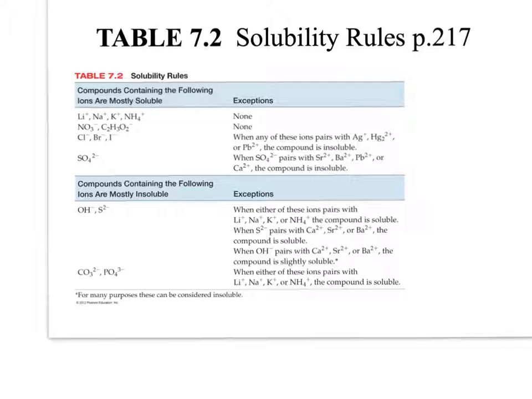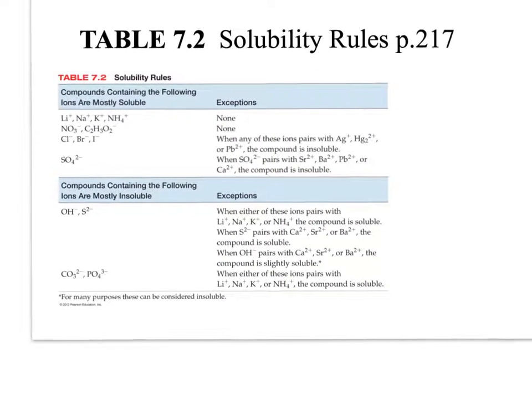So how do you decide whether an ionic compound is going to dissolve in water and create an aqueous solution, or whether it is going to be insoluble and not dissolve? Well, on table 7.2 on page 217 in your textbook, we have the solubility rules, and the solubility rules are going to help us decide whether an ionic compound dissolves in water to make an aqueous solution, or whether it's insoluble and therefore stays as a solid in water.